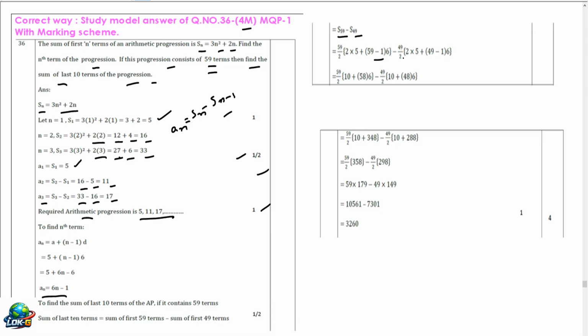If you subtract, 59 by 2 times (2 into 5, plus 58 into 6), minus 49 by 2 times (2 into 5, plus 48 into 6). 2 5s are 10. Take the product now: 10 plus 6 8s are 48, carry 4, 6 4s are 24, 28, that is 348. Similarly, 6 8s are 48, carry 4, 6 4s are 24, 288.